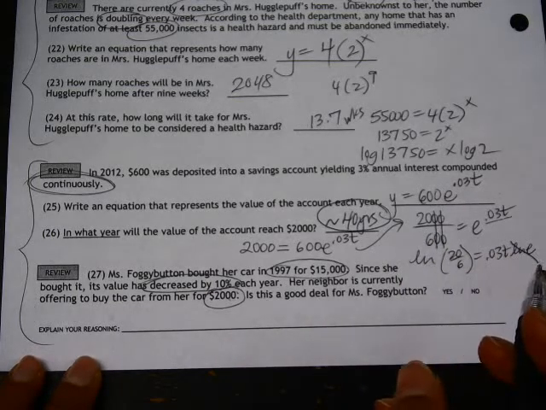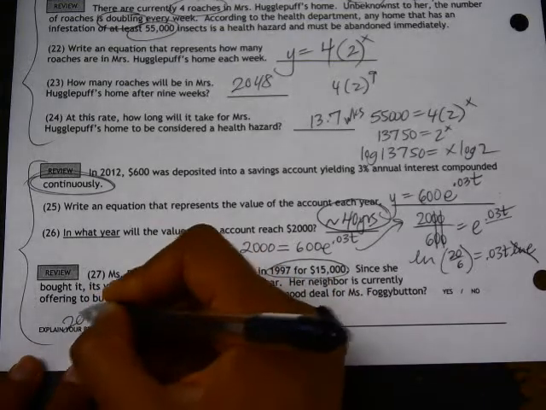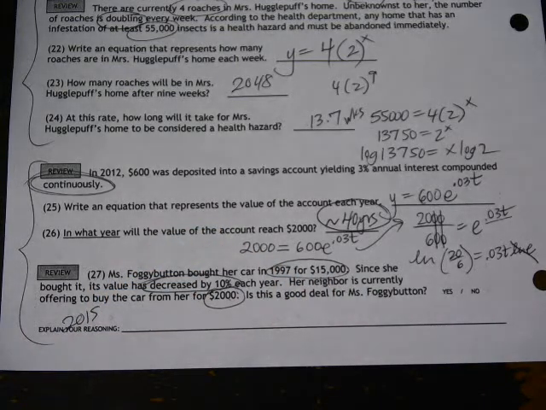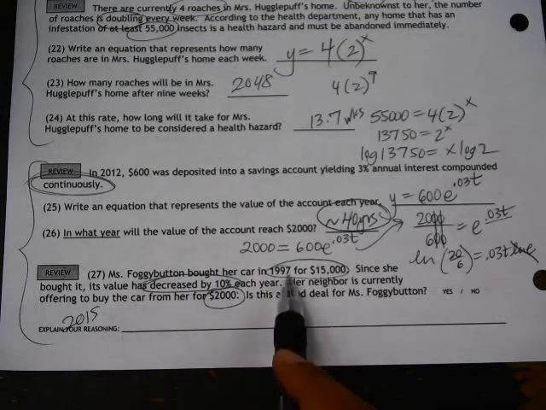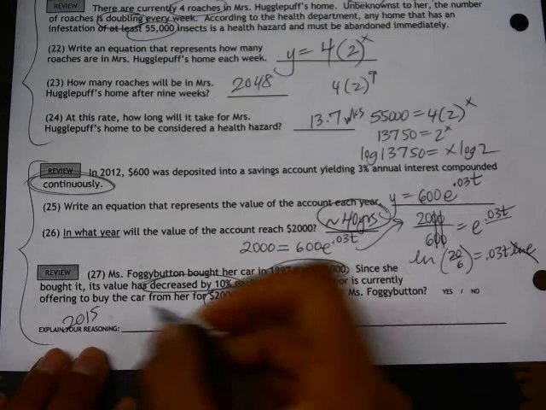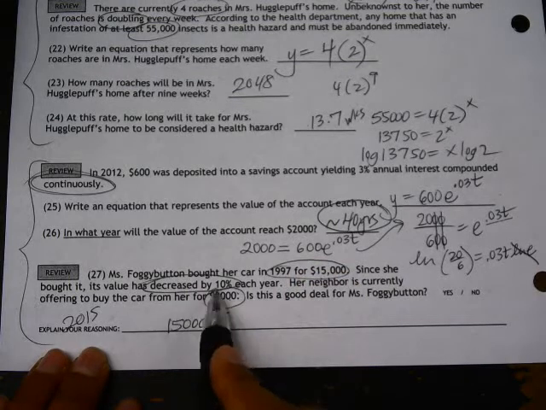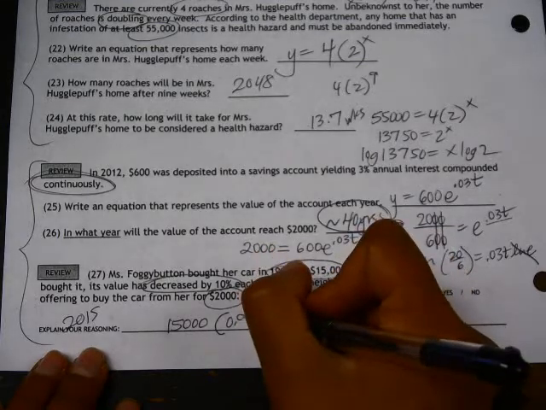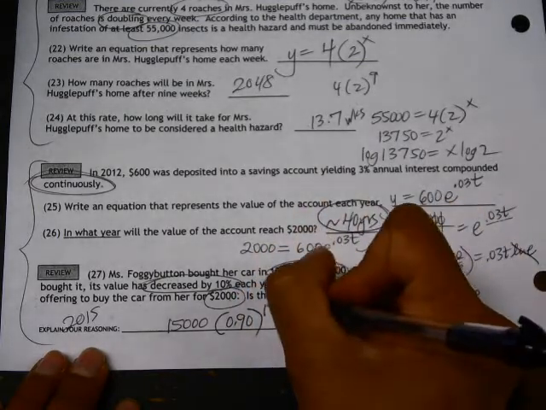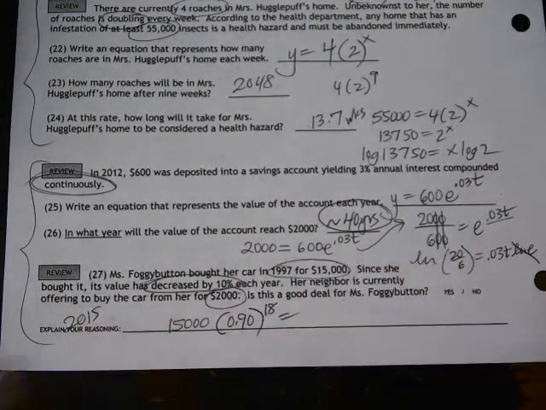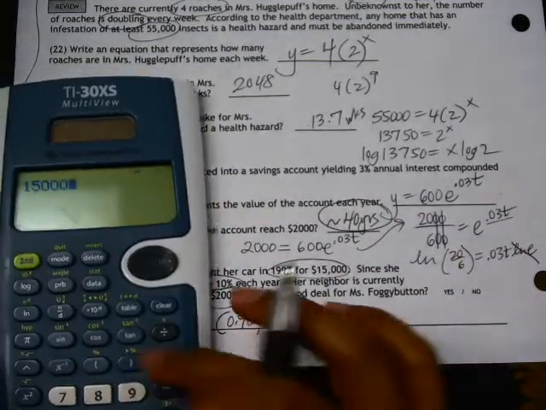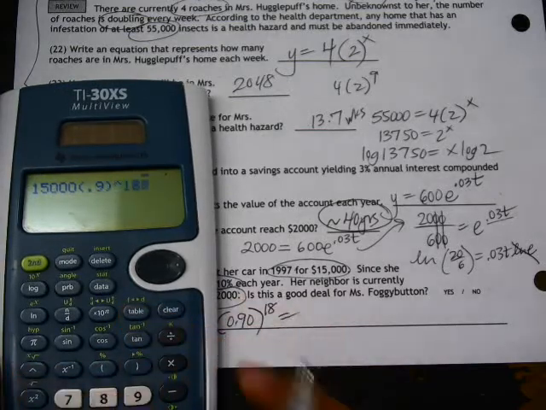So let's use 2015 as the current year. So if we do the difference between those years, that would be 18 years later. So if I set up an expression, originally it was $15,000. The value is decreasing by 10%. That means 1 minus 0.10, which is 0.90, and then to the x, which is 18 years, 1997 to 2015. So $15,000, 0.9 to the 18th.